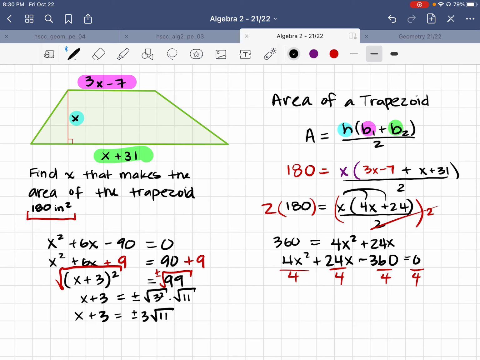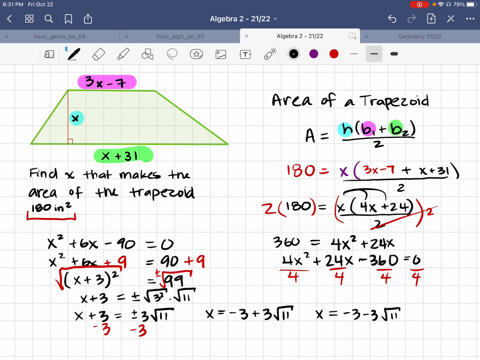And then we're at the very end of the problem. We just have to subtract the 3 from both sides, and this gives us two answers. Our first answer is x equals negative 3 plus 3 square root 11. So we have that as our first answer. And then we have our second answer, x equals negative 3 minus 3 square root 11.